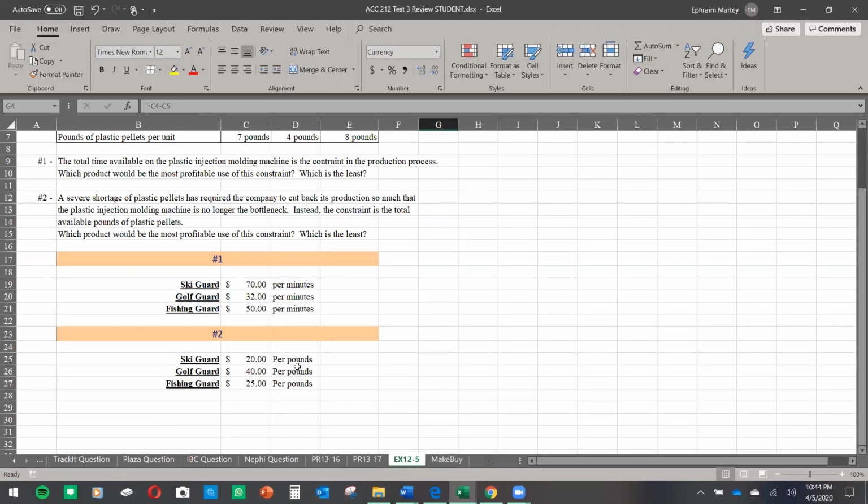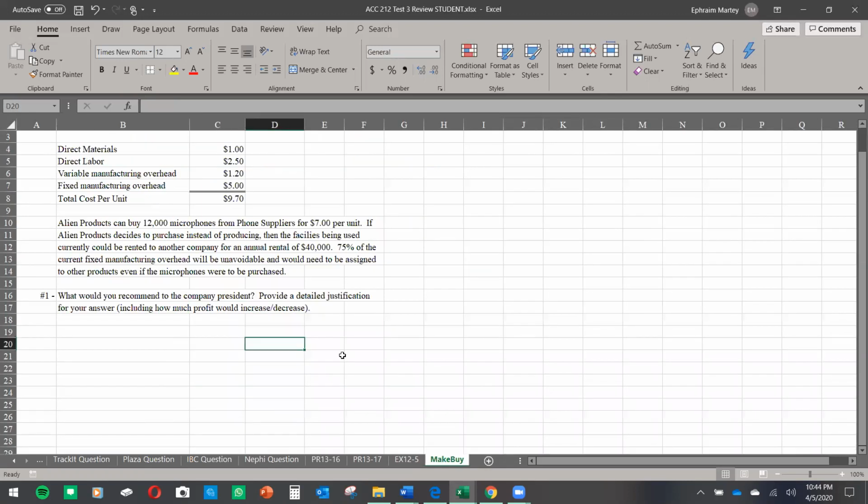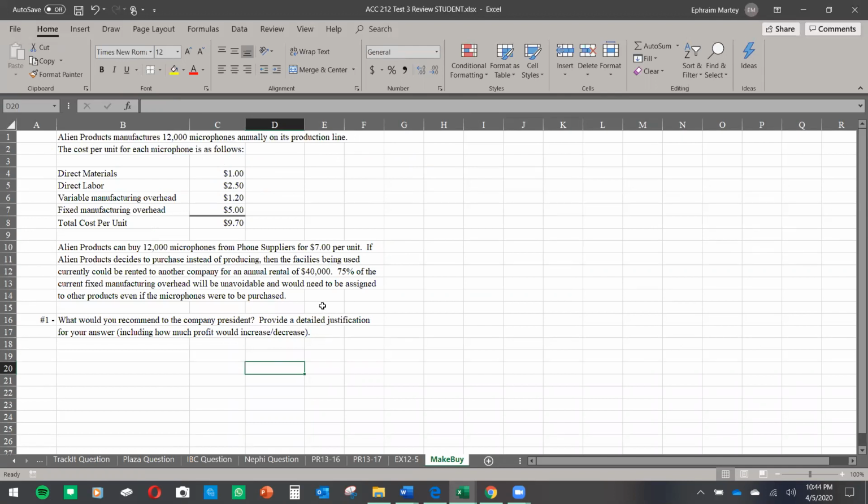We are going to do the last one. I'm speeding up. So this is the last one. This is an interesting one. This kind of confuses students when it comes to deciding whether to make or buy.